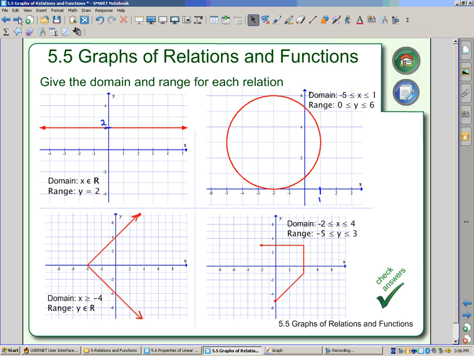We're bounded left and right between 1 and -5. And we're bounded on the range between 0 and 6. Now, in the other one here in the bottom left, we see that x is greater than or equal to -4, kind of like the last one I showed you. My range is all reals because it's going up and down forever. And this funny one here on the bottom right is like the circle. It has some boundaries because of those dots.